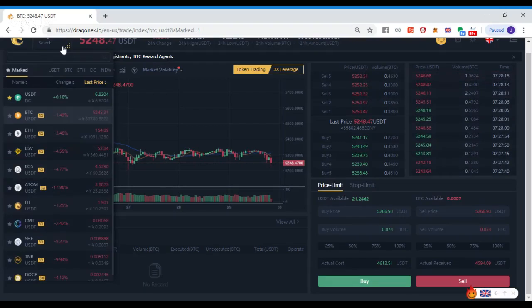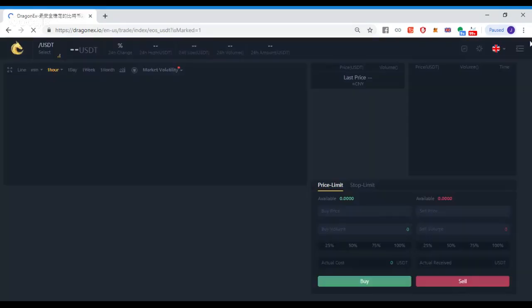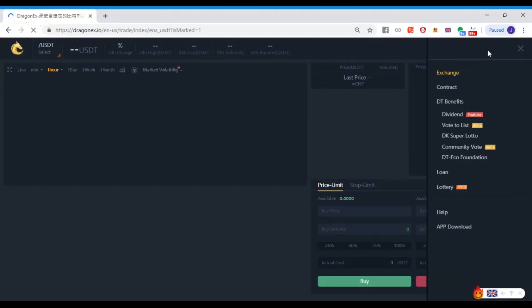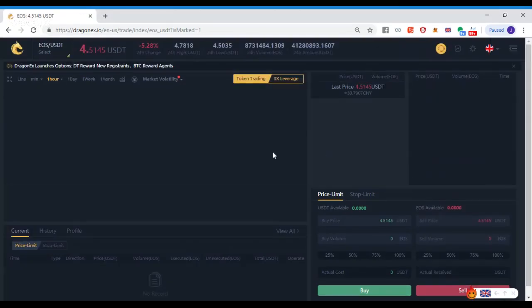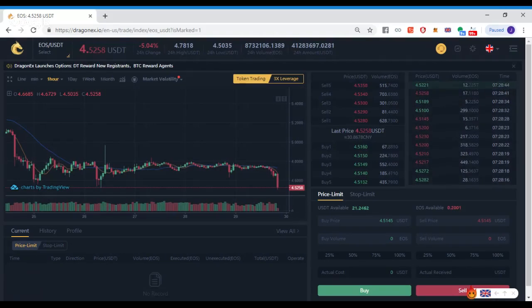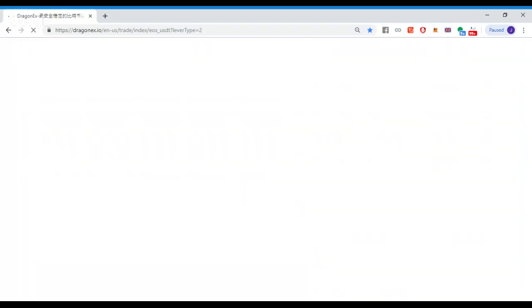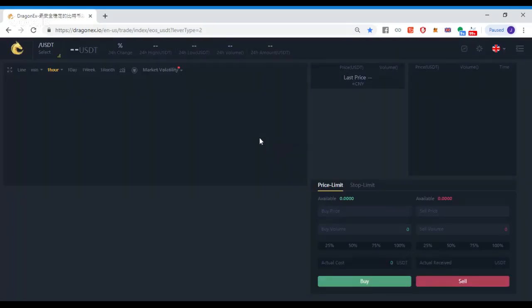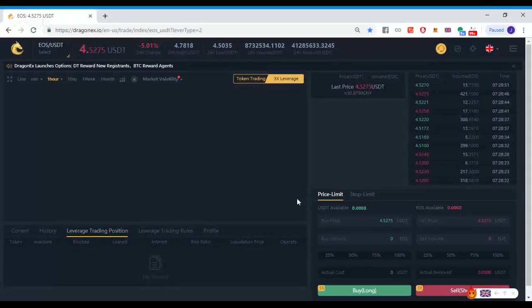So for the example, let's look at EOS. We'll go to EOS versus USDT. Now, this is very, very important. You have to understand that your token trading and your 3x leverage are two separate accounts. So when you're trading in one and you're looking for your funds in the other, it's not going to show up. For instance, when we come over here to 3x leverage, this would have been a very nice short to catch on EOS. Actually, that would have been a very nice short to catch.